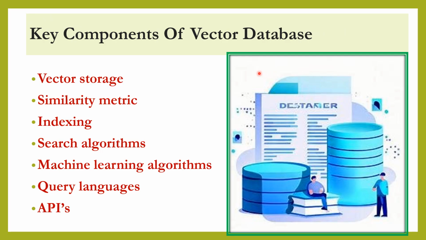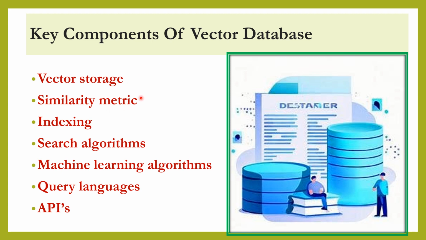The key components of a vector database. The key components are data structures and algorithms which are used to store, manage and manipulate the high dimensional vectors that represent the data. Some of the components include vector storage. The vector database stores the vectors in a way that allows for efficient retrieval and manipulation. This can be done using specialized data structures such as hash tables, trees or graphs, which are optimized for high dimensional data.